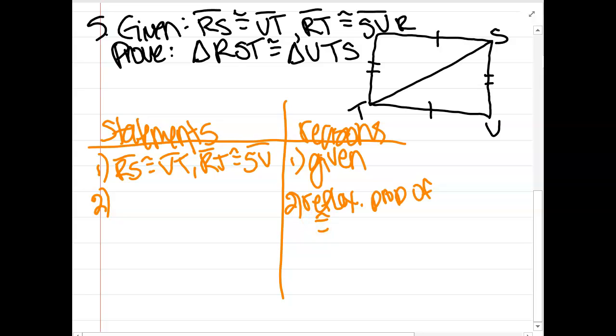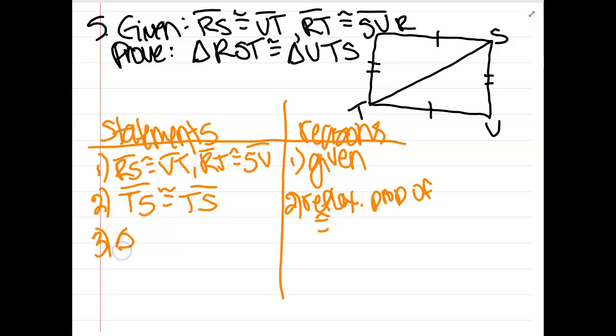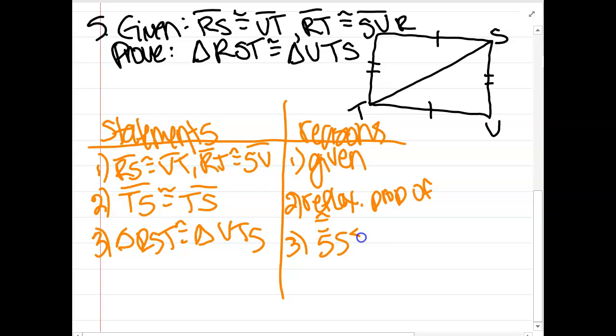What's my statement going to be? Elijah? Side TS is congruent to side TS. Well, we said ST, that's fine. It means the same thing. Okay, so I have three sets of congruent sides, two sides that came from the given, and the third from my second statement, which means, remember, your last statement is always going to be that proof. Triangle RST is congruent to triangle UTS because side, side, side.